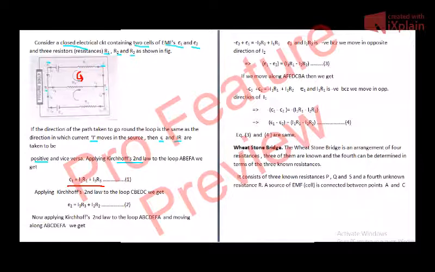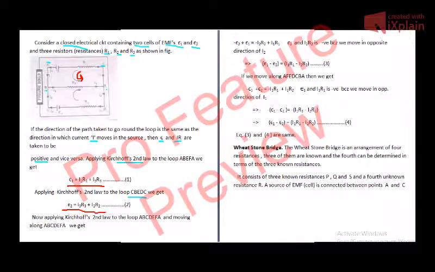Again apply Kirchhoff's second law to the loop C, B, E, D, C, that is the lower loop in the figure. There we have only one source of EMF, that is E2 in this loop. So E2 will be equal to I3 R3 plus I2 R2. Here in this case we are following the current. We move along the current.